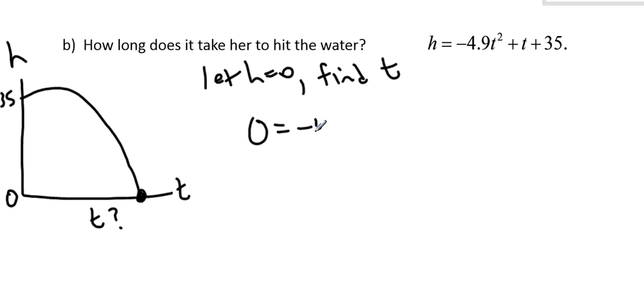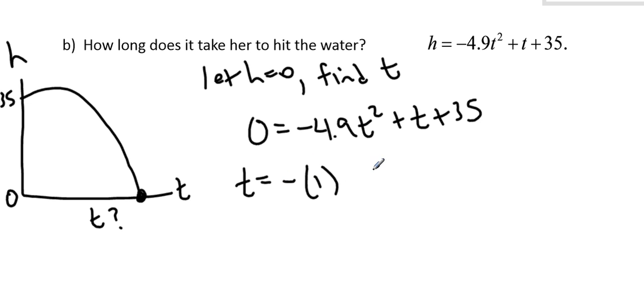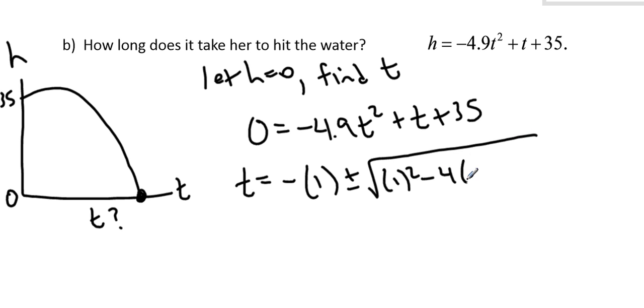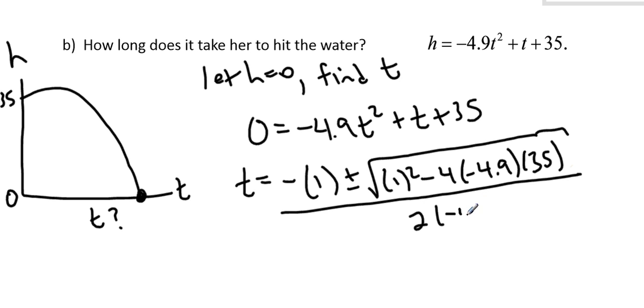So letting h equal 0 gives me this equation. And how are we going to solve for t? Well, since it's a quadratic, let's use the quadratic formula. So t equals negative b. So b is 1, right? Because the coefficient there would be 1. Negative b plus or minus the square root of b squared minus 4 times a times c. Make sure I square root that. And all of this gets divided by 2a.